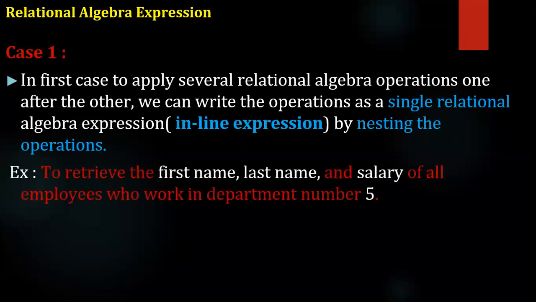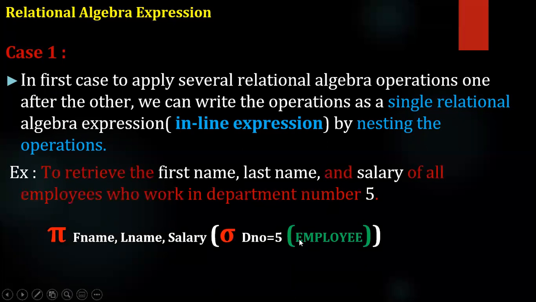Now here, first name, last name, salary of employees who work in department 5. We will write a single expression. First it will select employees of department 5, and then on that result the pi operation will be applied. It will display first name, last name, salary of department 5. That is the single expression we have written.